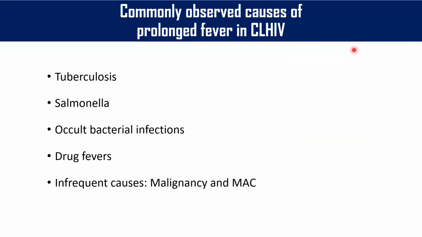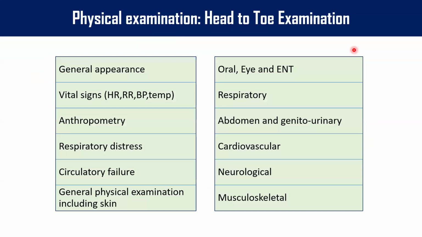And in case of prolonged fever, the common causes could be tuberculosis, salmonella infections, sometimes occult bacterial infections, drug fevers. Rarely it can be malignancy, even MAC in a severely immunosuppressed child. So general physical examination, just do a complete survey from head to toe. Look at the general appearance, vitals: what is the heart rate, respiratory rate, blood pressure, temperature, capillary filling time, what is the anthropometry, is this child malnourished, is it kwashiorkor, marasmus, whether the child is having respiratory distress. This I am going to cover in the next section.